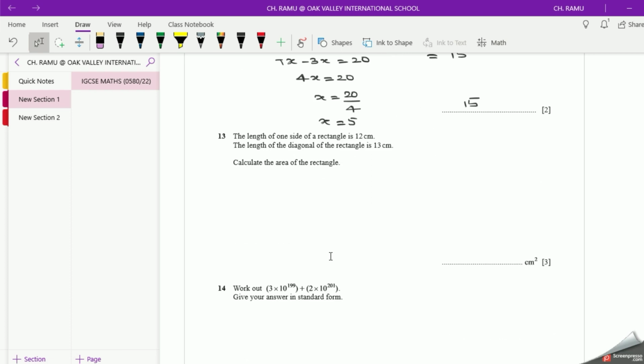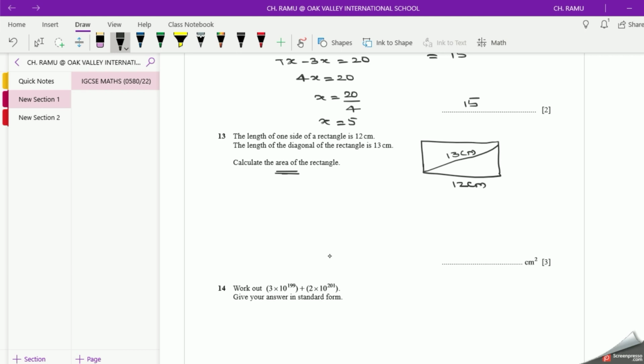Now question number 13. The length of one side of a rectangle. Let me draw the rectangle first of all. This is a rectangle. The length of one side of a rectangle, it was not mentioned whether it is length or breadth. One side of a rectangle, let me take this one, 12 centimeters. The length of the diagonal of the rectangle is 13 centimeters. And they are asking what is the area of the rectangle. To find the area of a rectangle, we have a formula, length into breadth.